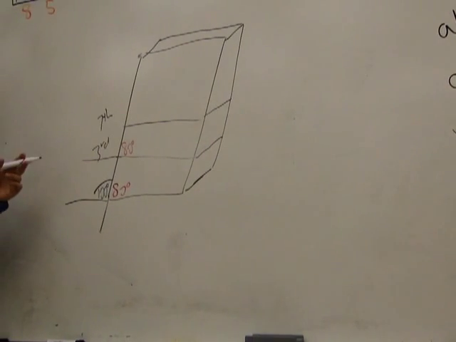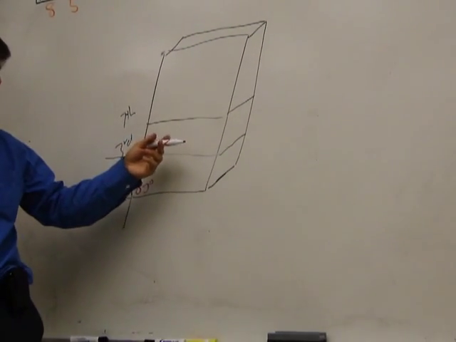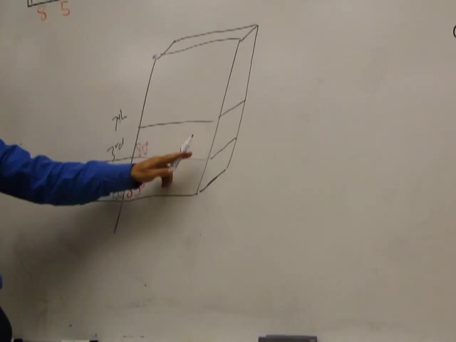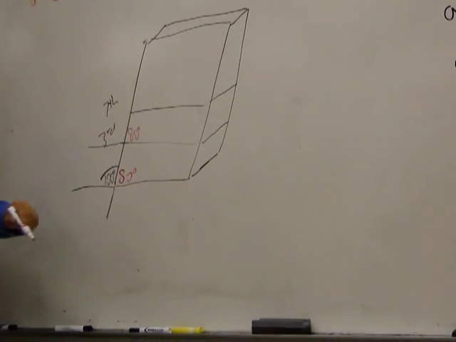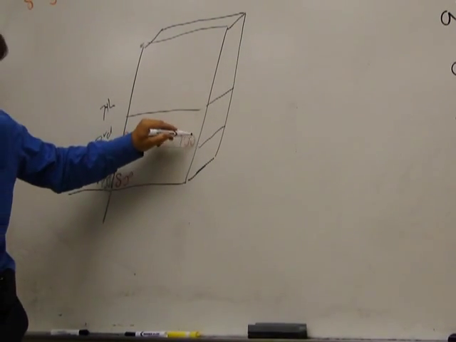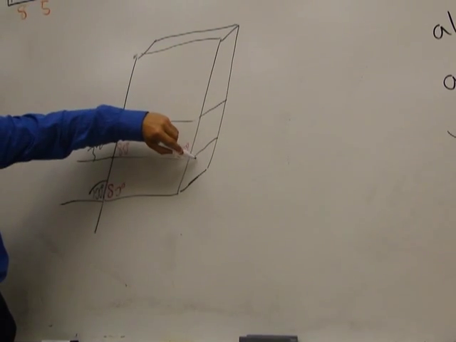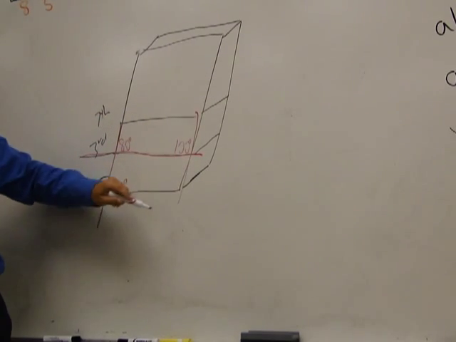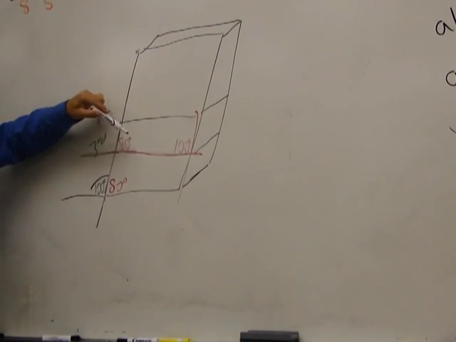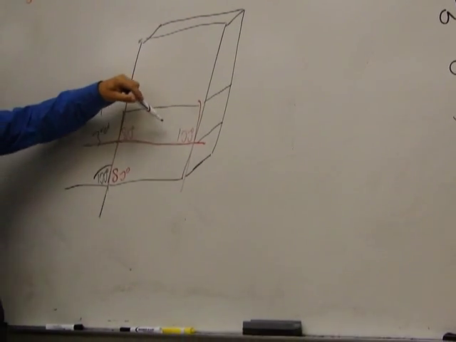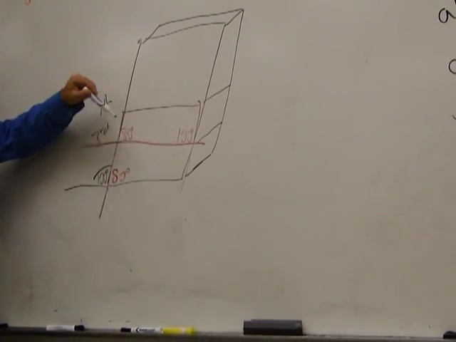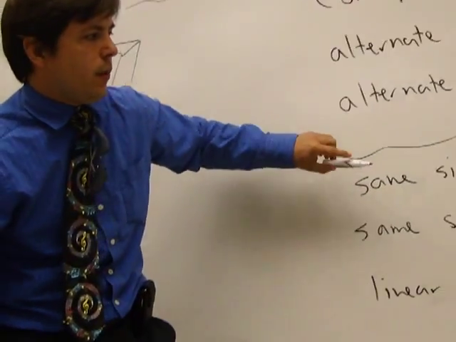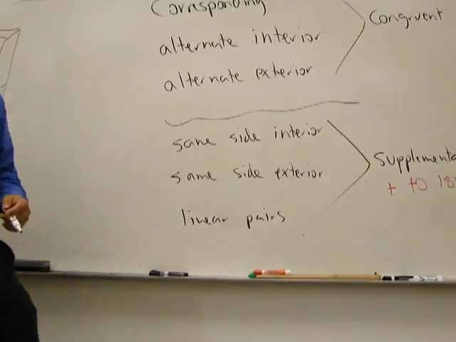Now what would be the angle between the other side of the 3rd floor and its wall? 100. Let's check this out. You guys all see how this is another transversal and these are also parallel lines? Yeah. So if you look at this, these would be same side interior angles. You see how they're same side interior? And then same side interior angles are always supplementary.